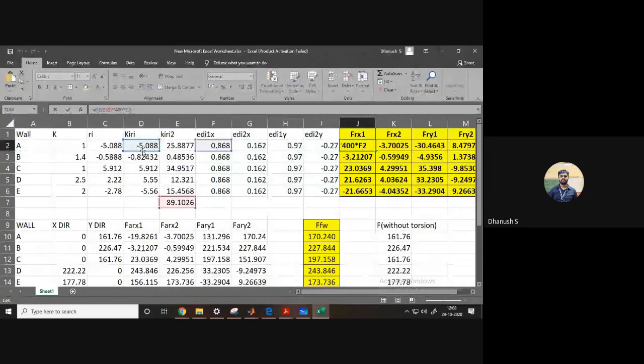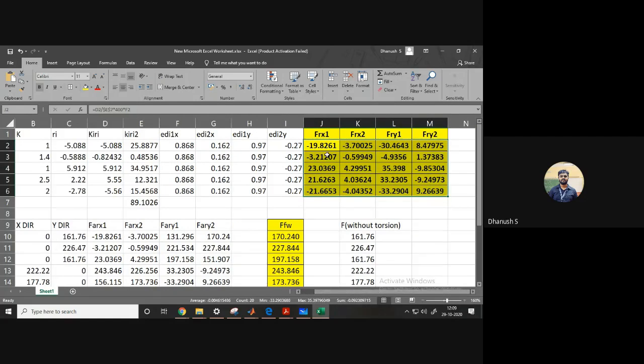Ki Ri divided by summation Ki Ri square, into the force along that direction. If there is X here, force along X direction was how much? 400. That 400 into my design eccentricity for the first case, 0.868. Enter. Similarly, do it for all the 4 cases with 4 design eccentricities, considering the corresponding value of earthquake force acting along that direction. For X, we've considered 400. For Y, we've considered 550. Doing that, in this top table highlighted in yellow, we get the forces that are acting due to torsion only.